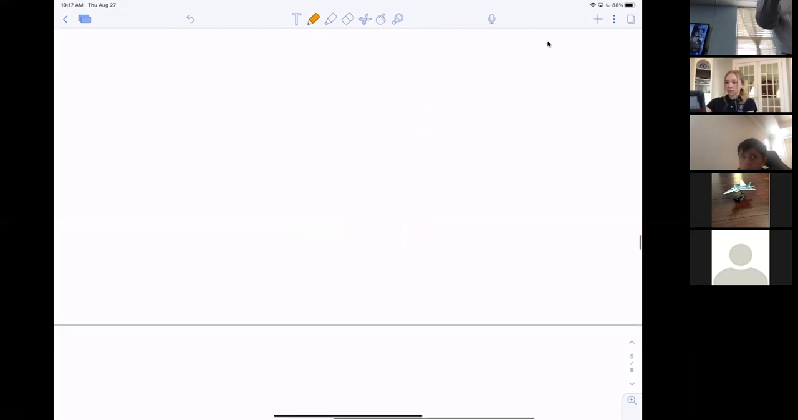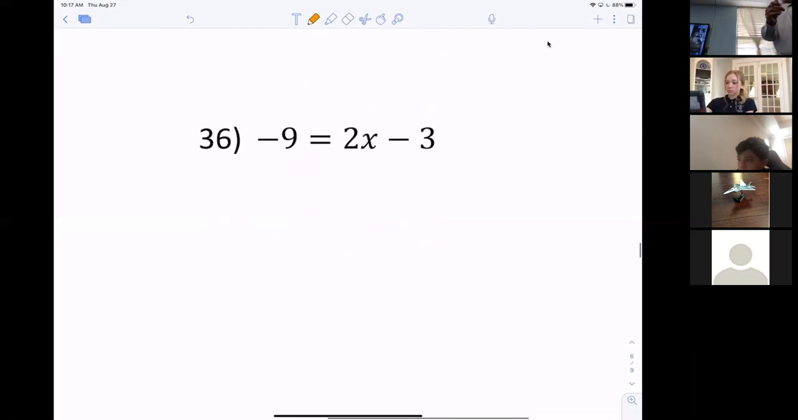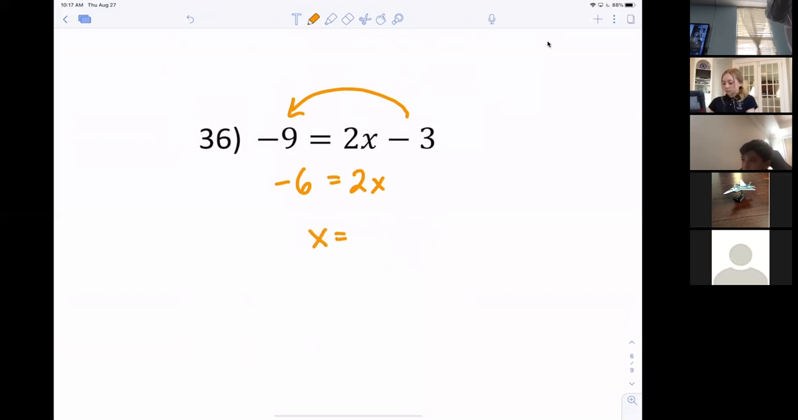36. Now, again, I'm looking at this, noticing I can just, hey, I'm just going to move the negative 3 over. When I move the negative 3, it becomes a positive 3. So negative 6 equals 2x. Everybody agree with that? And now divide both sides by 2. X equals negative 3.